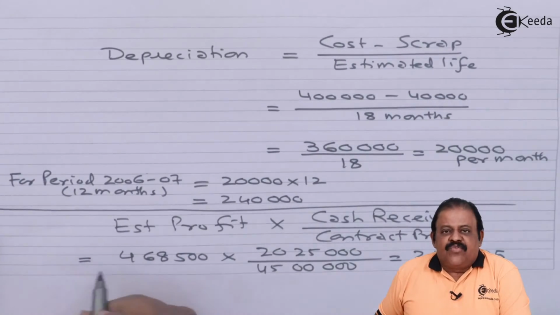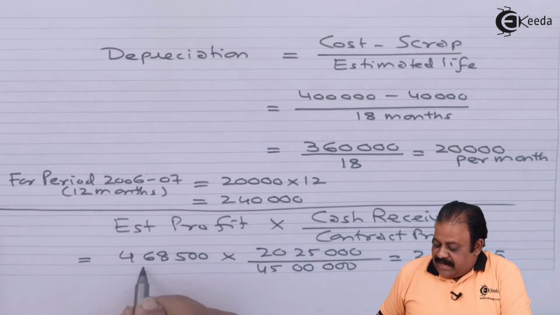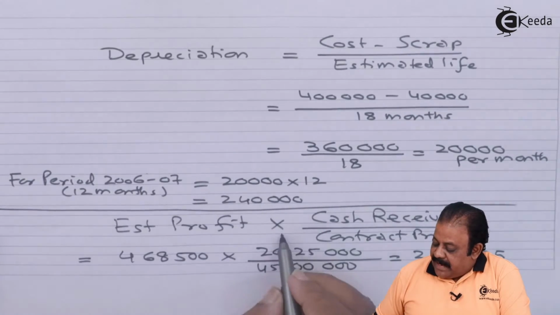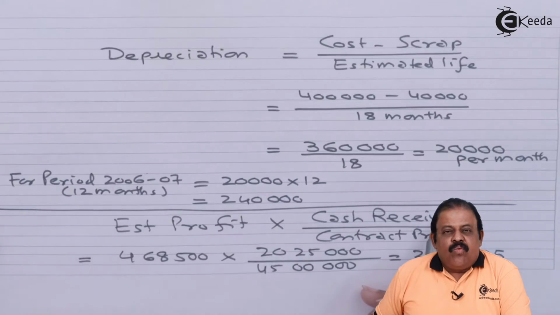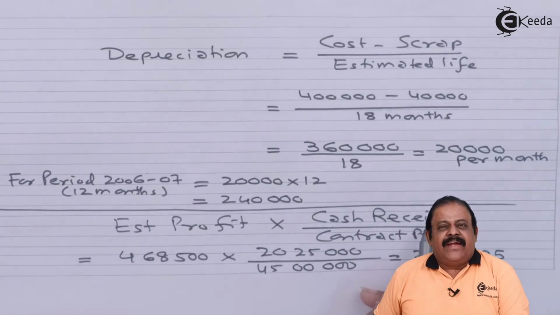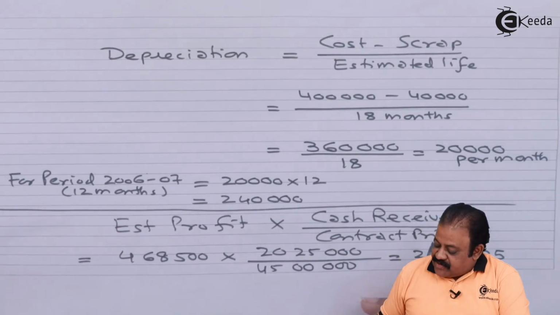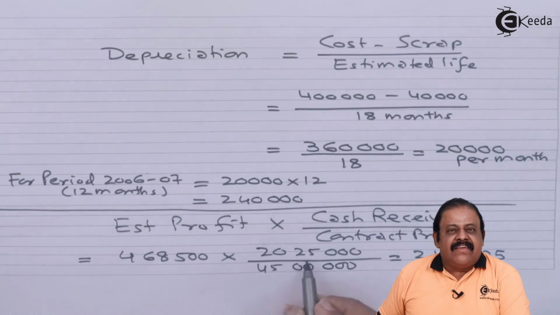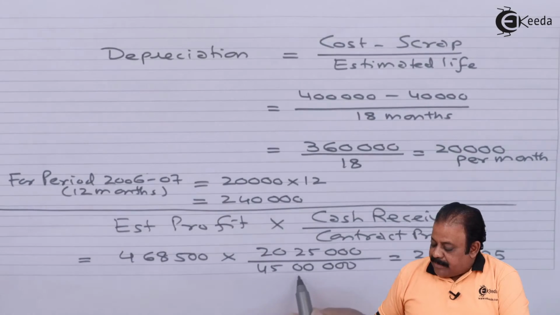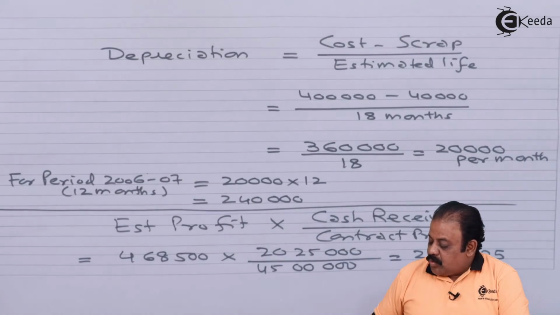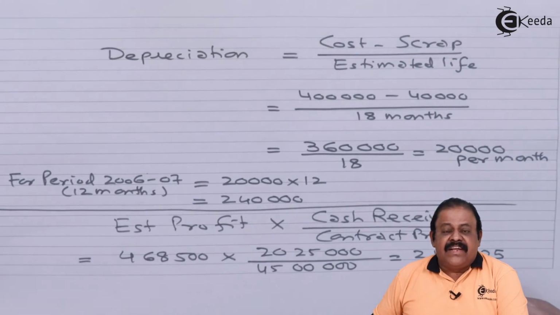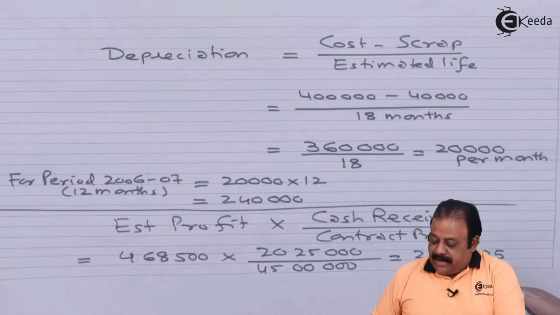After applying the formula, estimated profit 4,68,500 multiplied by cash received till date. Work certified actually is 22,50,000. We got 90% of that as cash received, which comes to 20,25,000. Divided by contract price 45 lakhs, we got the amount 2,10,825. This amount is going to be important for dividing notional profit for the actual completed period.